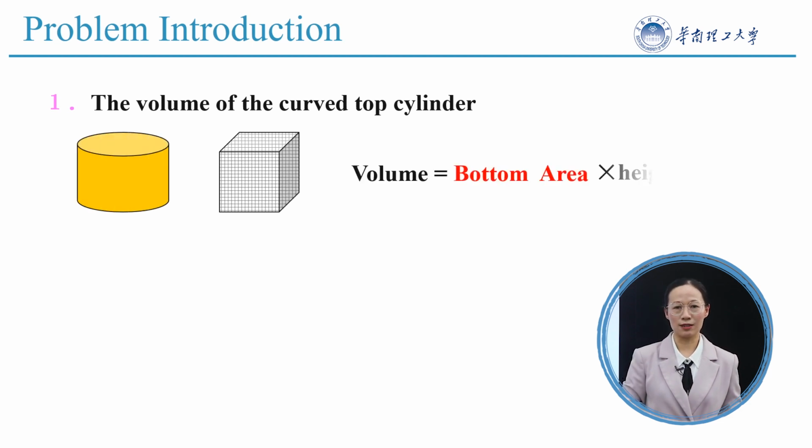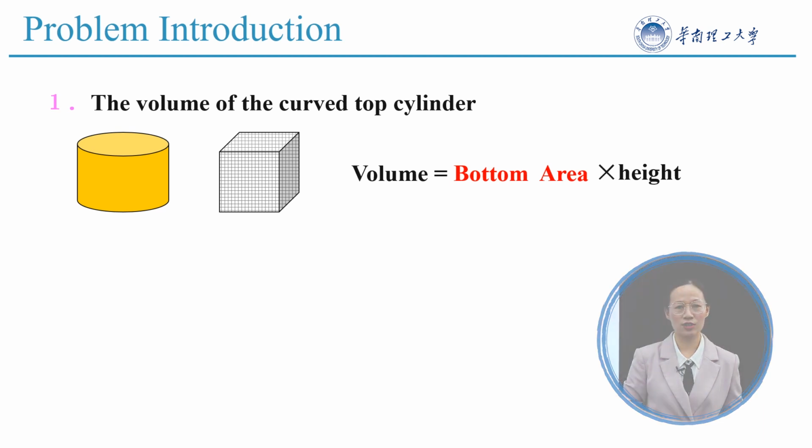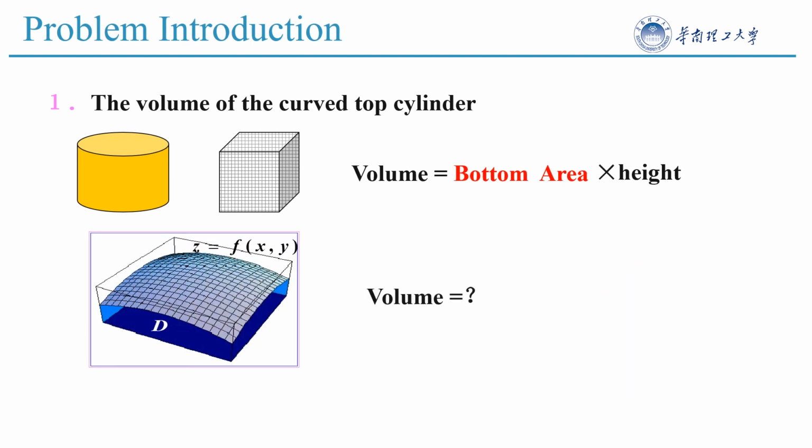Let's review the method: how to calculate the volumes of a flat top cylinder and a cuboid. The volumes of a flat top cylinder and a cuboid are equal to bottom area times height. Then, how to calculate the volume of the curved top cylinder?